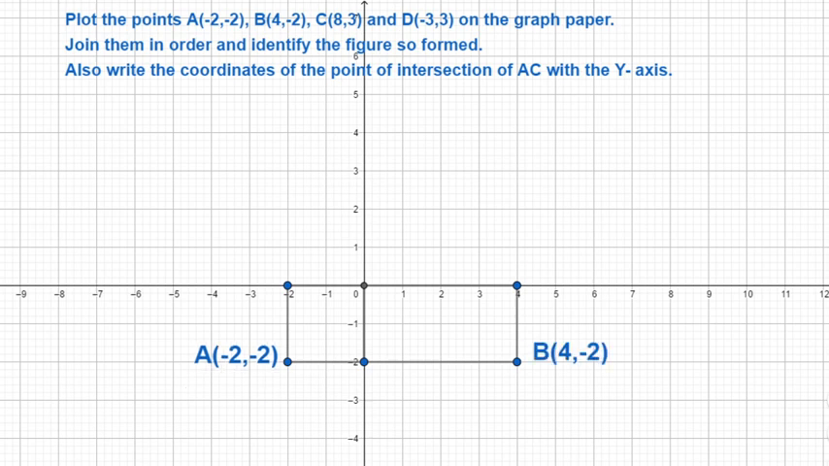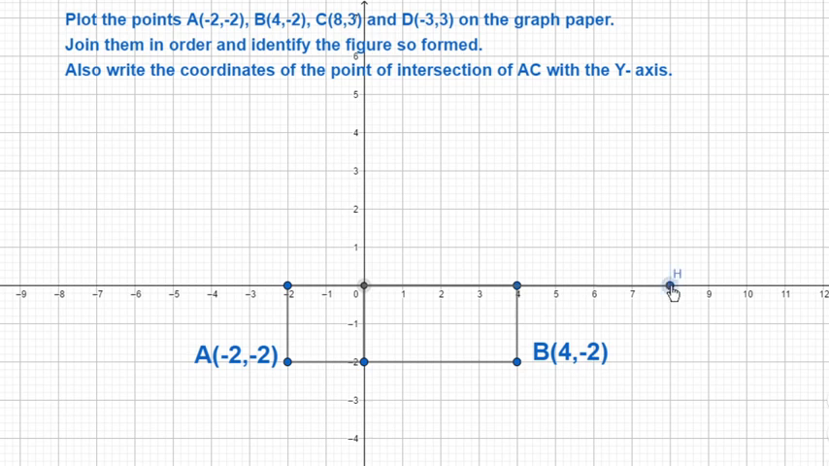So see, we have already named this point as B, and what are its coordinates? 4 comma minus 2. Now we will move towards point C. What are its coordinates? 8 comma 3. So first we will move towards the x-axis where the value 8 is, and afterwards we will move towards the y-axis, that is 3.